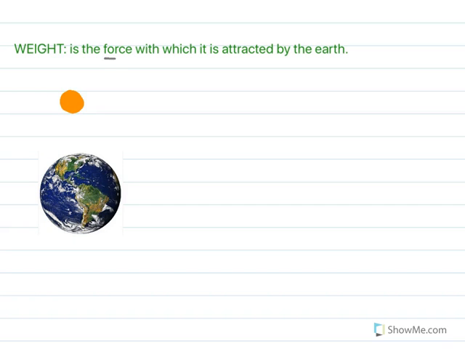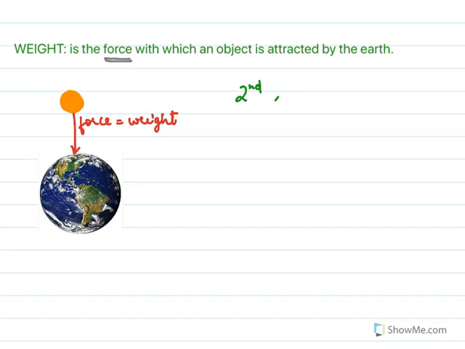Now, weight. Weight is the force with which the object is attracted by the earth. We have seen that every object is attracted towards the earth with a force. This force is equal to weight. And by Newton's second law, we know that force equals mass into acceleration. We will use this second law to find the formula for weight.